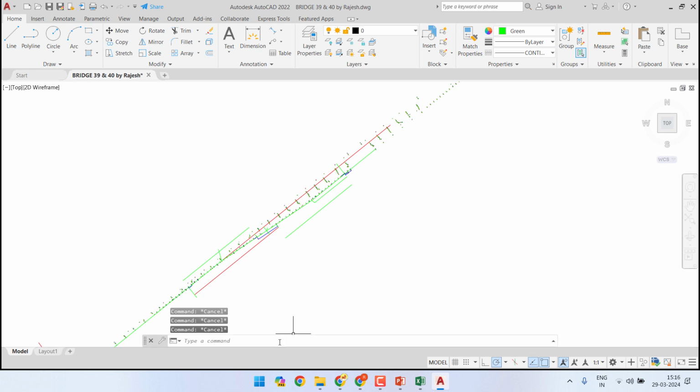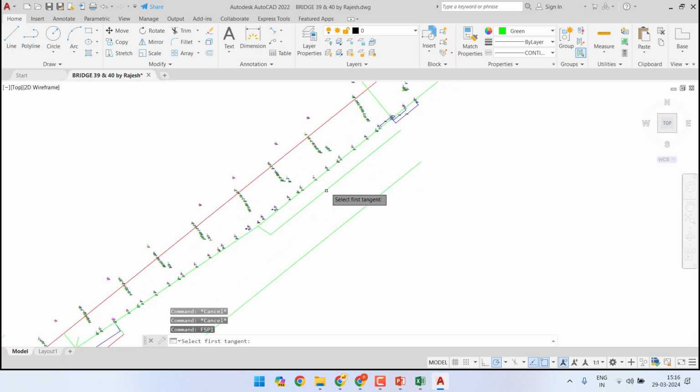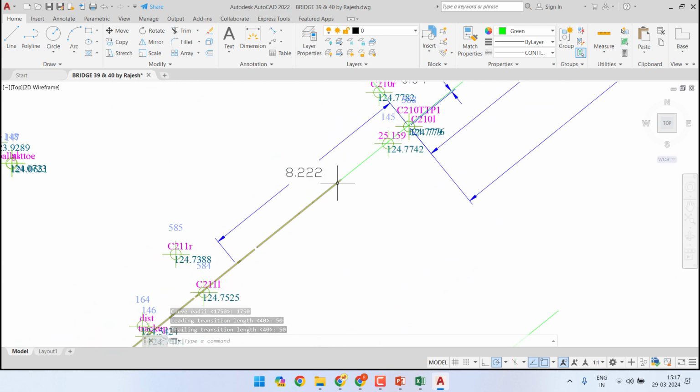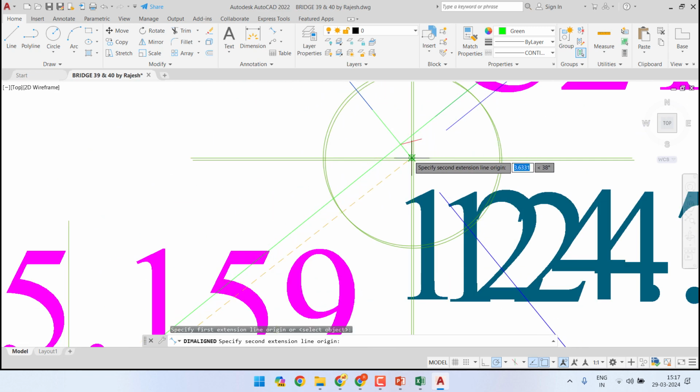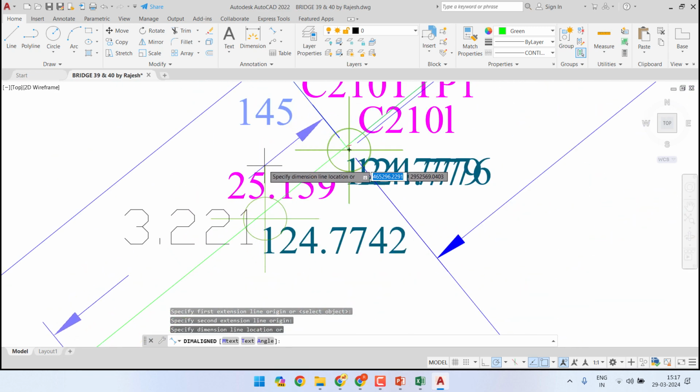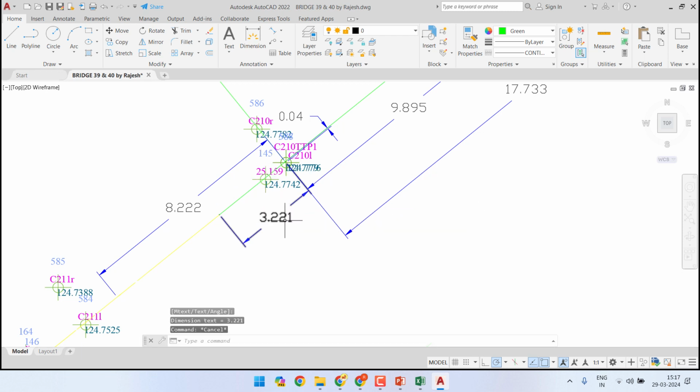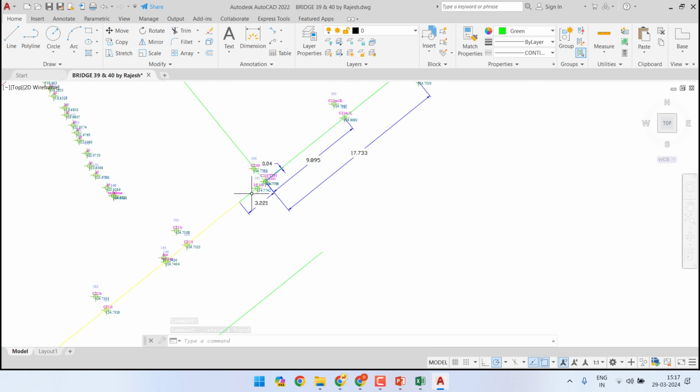Okay, now we will run the fspi command. We select the first tangent, we select the second tangent, the curve radii is 750 only, and this time we will use the transition length of 50 and 50. Alright, so what we see is that in this case the TTP1 has moved by 3.22 meters instead of 8.22 meters earlier, which is almost near the present TTP2. So we will accept it as the correct solution.